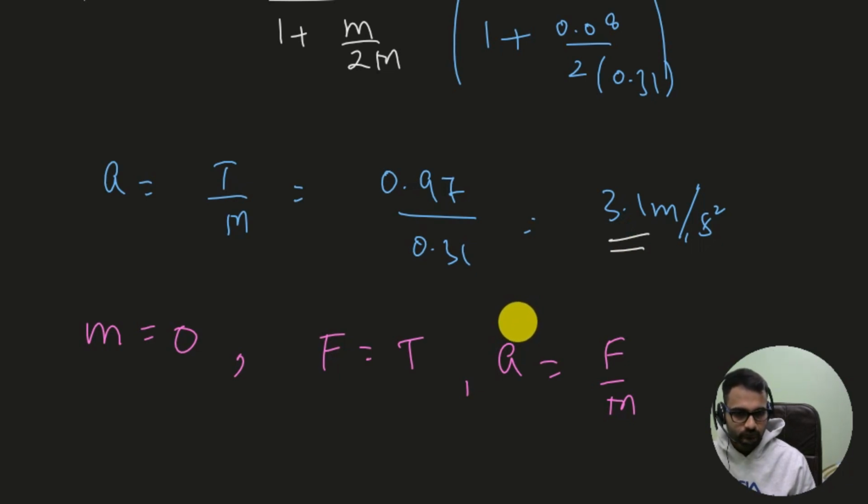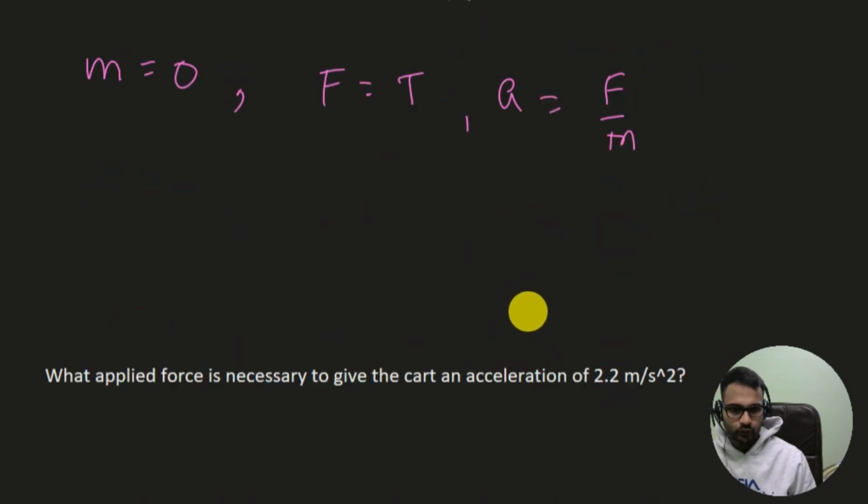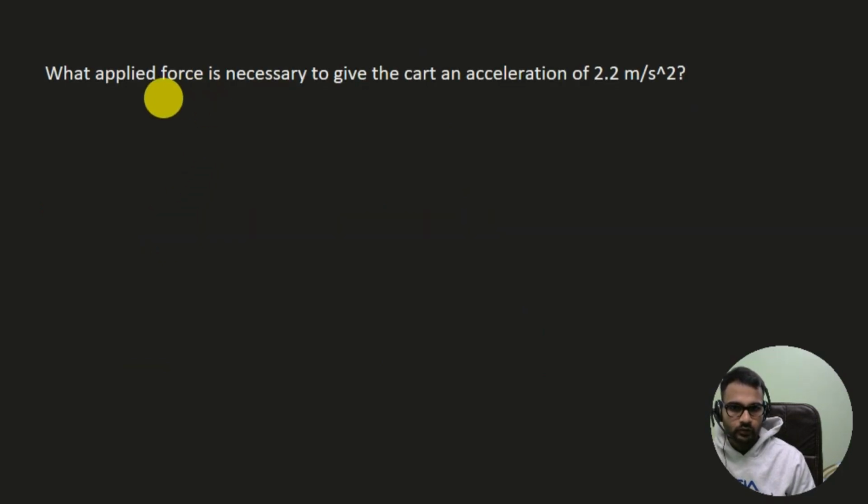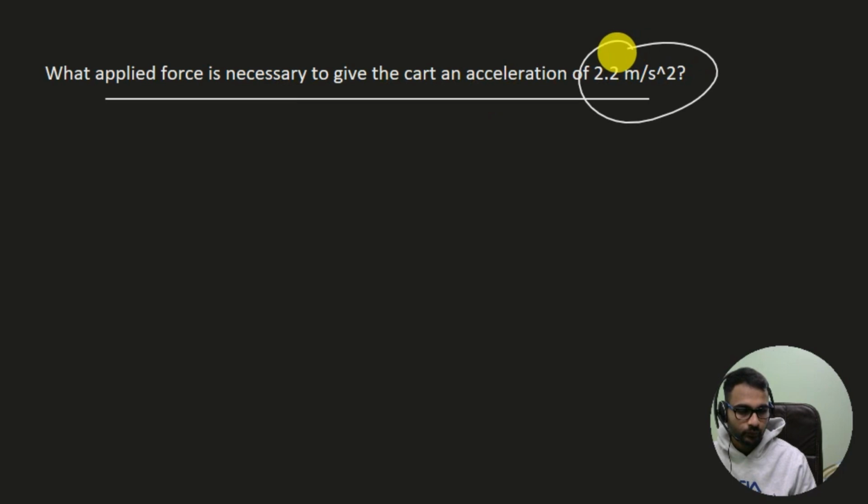Right? Now I'm giving one question to you. What applied force is necessary to give a cart an acceleration of 2.2? So what force you should apply on the pulley to give a cart an acceleration of 2.2 is what you have to tell.